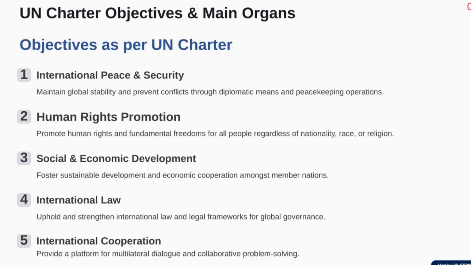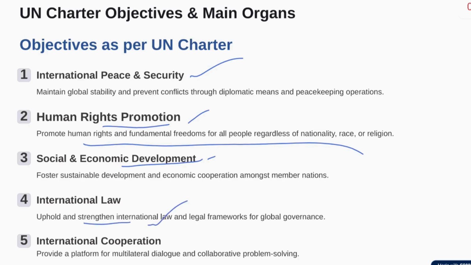UN Charter objectives and main organs. Objectives as per the UN Charter: international peace and security; human rights promotion, promote human rights and fundamental freedoms for all people regardless of nationality, race or religion; social economic development; international law, uphold and strengthen international law and the legal framework for global governance; international cooperation, provide a platform for multilateral dialogue and collaborative problem solving.